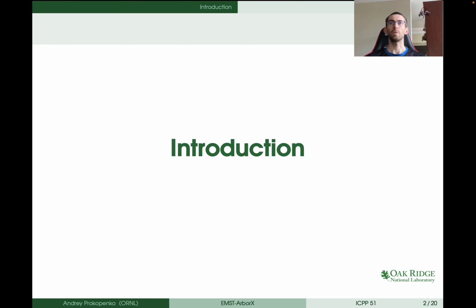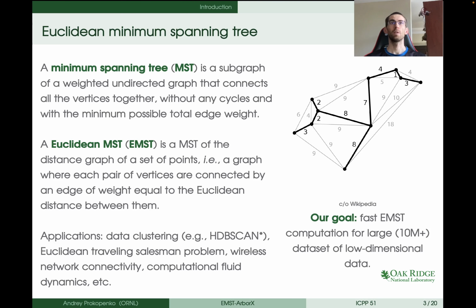So let us start with an introduction about the problem and our motivation for solving it. So what is a minimum spanning tree, in particular Euclidean minimum spanning tree? Given a weighted graph, a minimum spanning tree is its subgraph that connects all vertices together without any cycles and has the minimum possible total edge weight. An example is shown on the right, where you have a subgraph with few vertices, and the minimum spanning tree is shown in the bold edges.